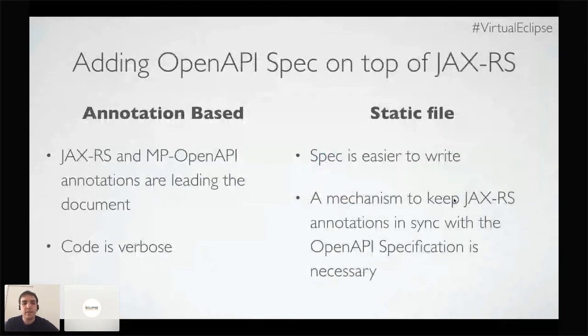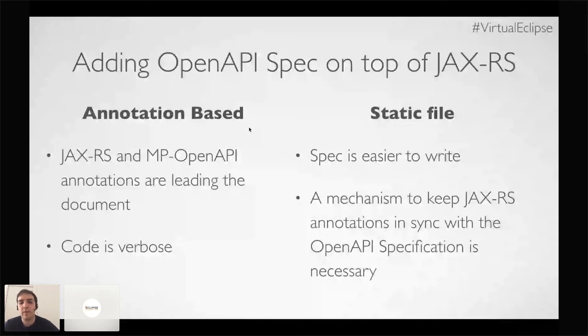And just as a recap, of what we have done, you have two solutions that you can use to document your API. The first one is using the annotations. And this is great because it's directly in your code, but the code is somehow verbose.